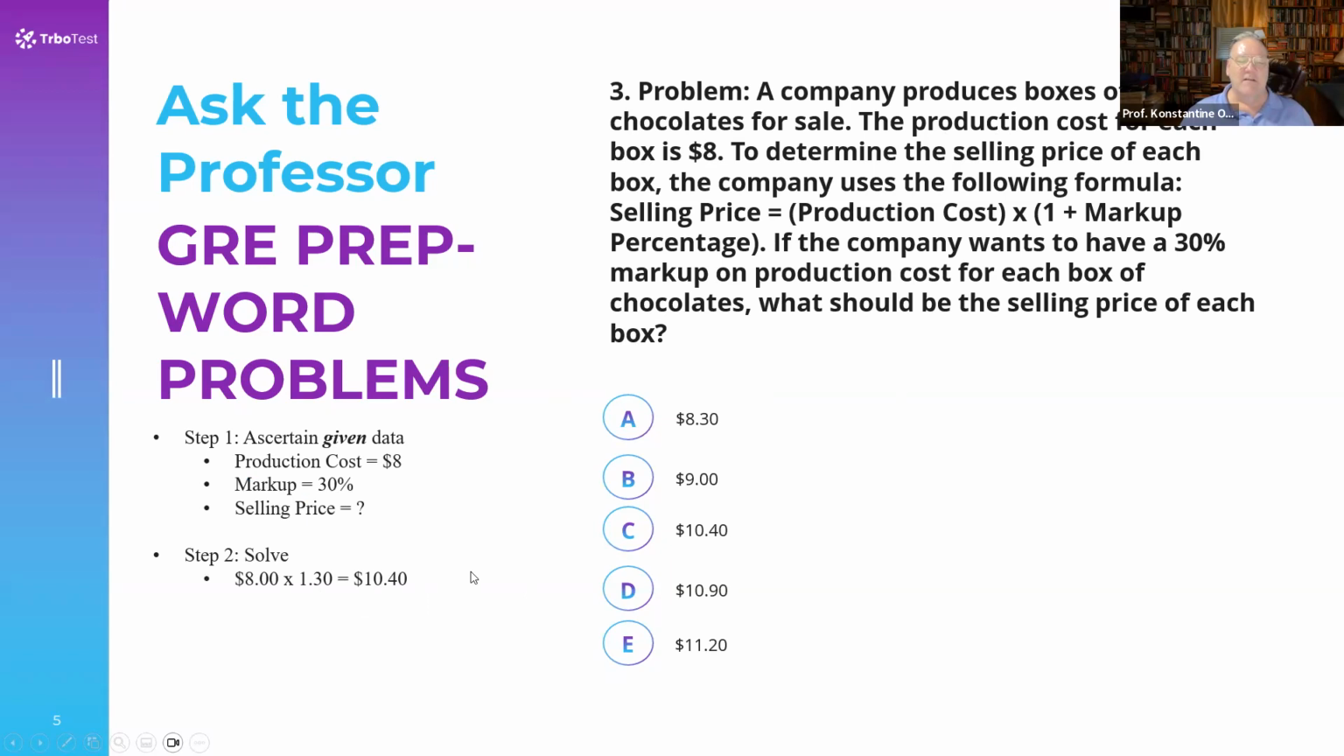But let's look at this just a little further from a different angle. If $8 times the 30% markup equals $2.40, remember that's just the markup. So if you did your math and you didn't use the 1 in front of the 30%, you would get $2.40. You've got to add back in the $8, which would also give you $10.40. It's always easier just to realize that you're multiplying this by 100% and then the additional 30%. So the selling price of this is $10.40. Answer is, of course, C.